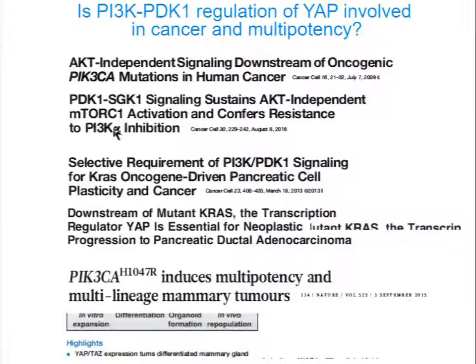So this is a slide where I just want to highlight other papers in the literature that I think our data have some explanations for. For example, there are several papers that have shown that there are AKT-independent mechanisms of PI3 kinase signaling in cancer, and people have explored those mechanisms. What I want to do is hypothesize that the Hippo pathway and YAP are possibly involved.